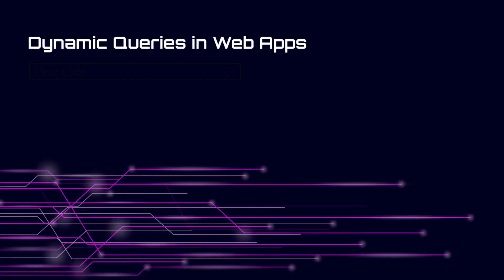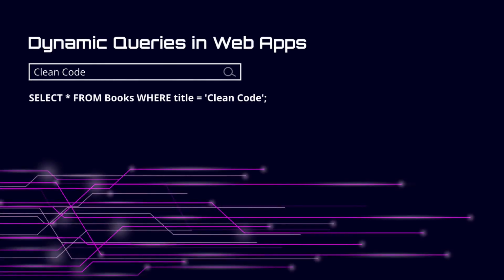In a real-world web app, things get dynamic. For example, a user might search for a book title like Clean Code. Behind the scenes, the app builds a SQL query using that input. In this case, it creates a command like, select all books where the title matches Clean Code. This works great as long as that input is safe and expected.